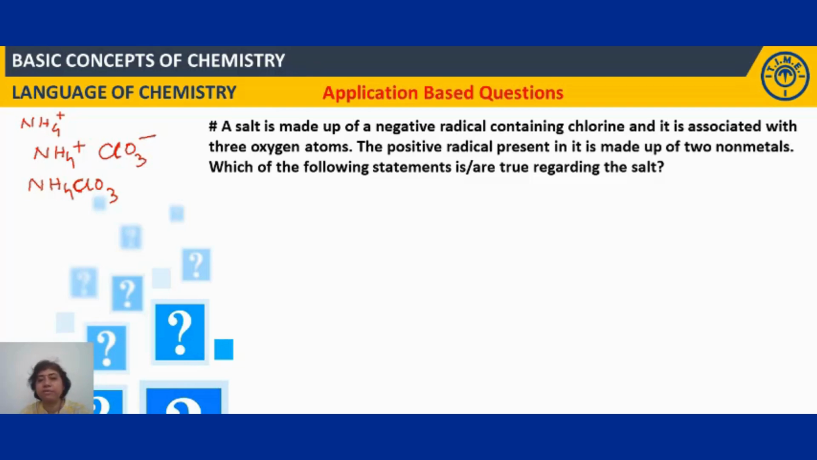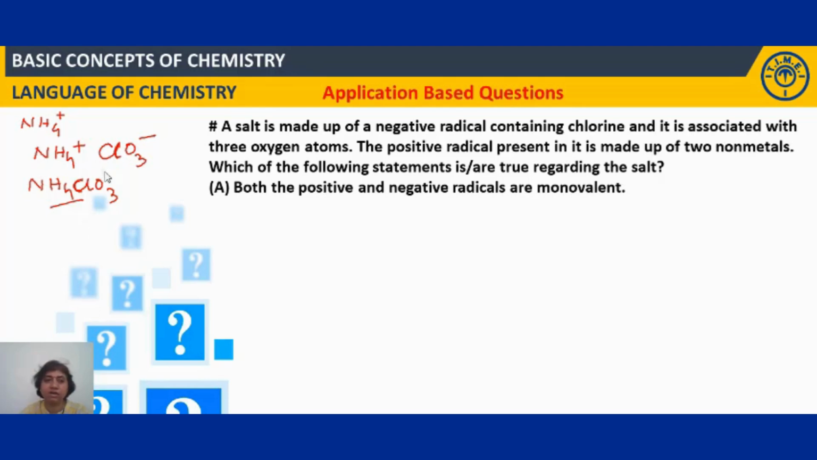Okay. Now let us see, so we could identify the formula of the compound. Which of the following statements is or are true regarding the salt? So this is the salt. Let us see the options. Both the positive and negative radicals are monovalent. Is it correct? Of course it is correct because it is NH4 plus and ClO3 minus. So monovalent.